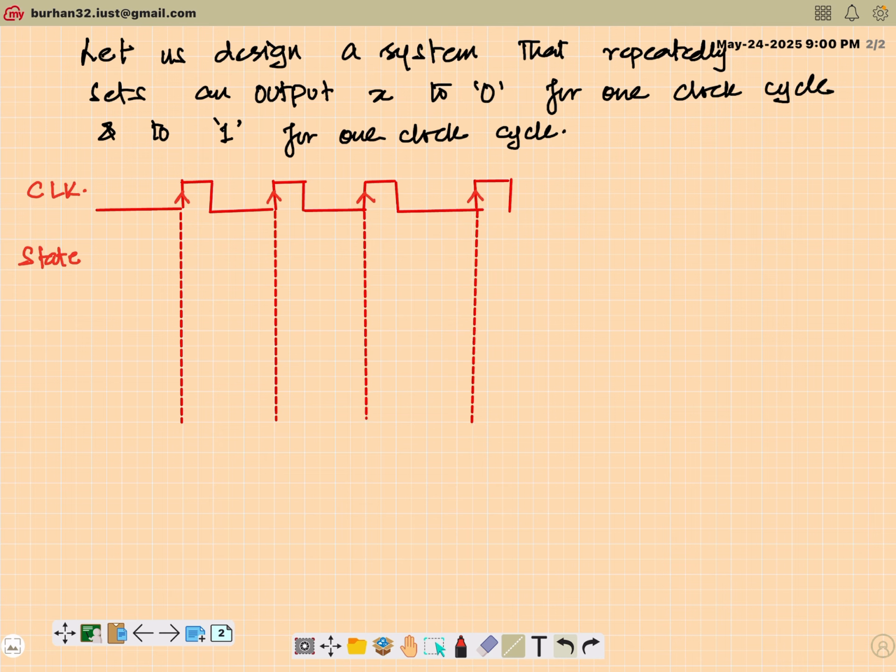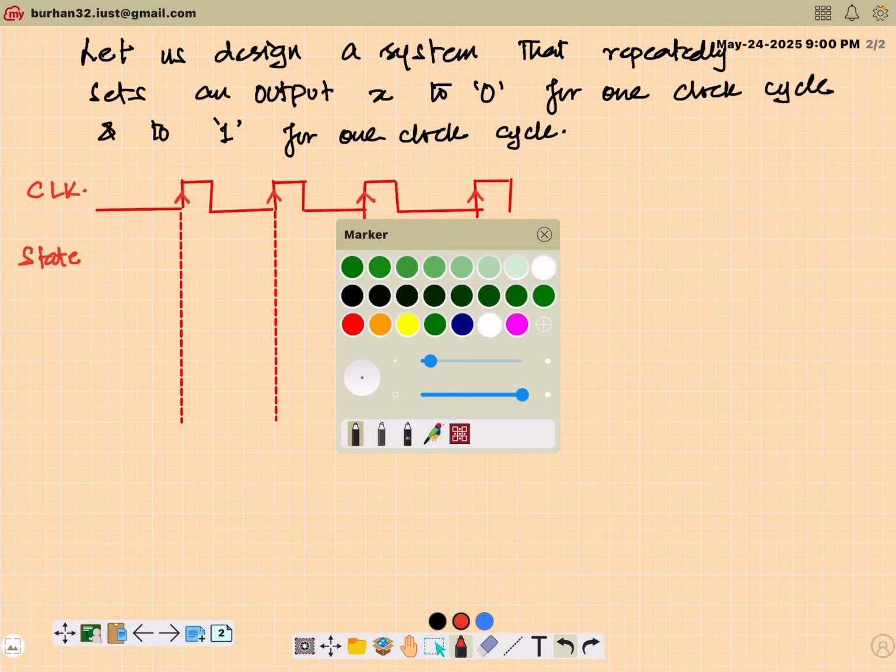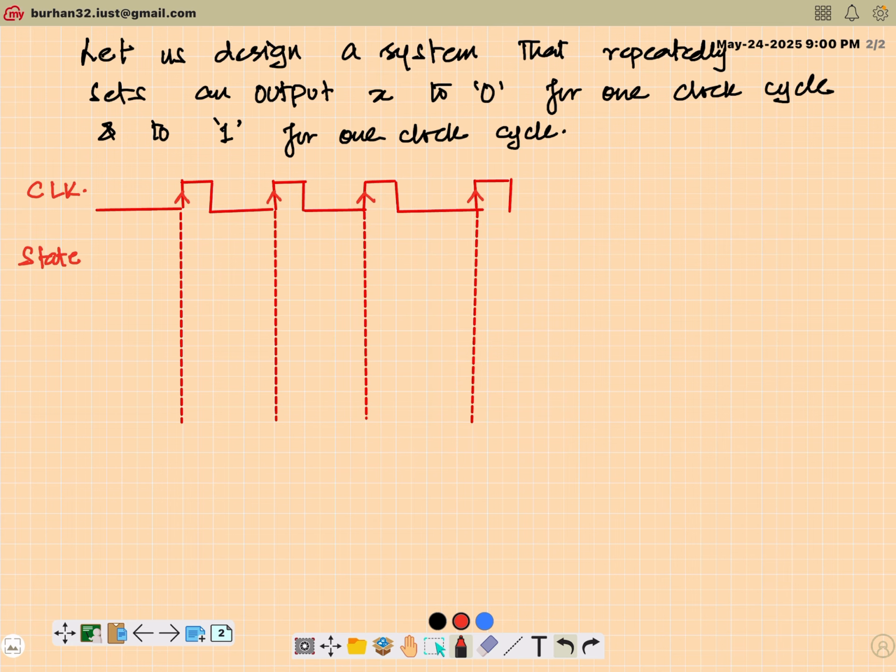Now, as far as state is concerned, in the first clock cycle, my output is zero. So we will call that the off state. Then in the next clock cycle, the state will change and we'll call that the on state. Then in the next clock cycle, again, it will go to the off state. Then in the next one, again, it will go to the on state and so on. Fine. This is the behavior.